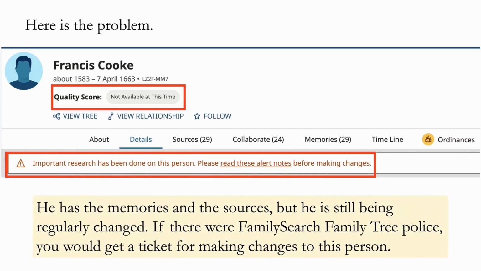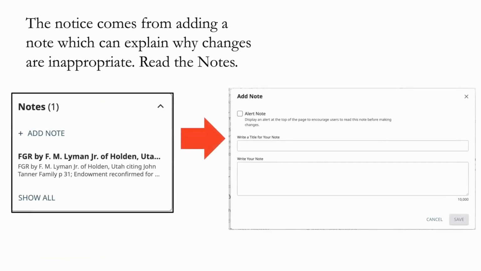And my comment is, if there were a FamilySearch Family Tree police, you would get a ticket for making changes to this person. So that doesn't happen. There's no such thing as tickets, but that was my kind of concept, that you're really doing something that's outside of the parameter of working with people on the family tree.